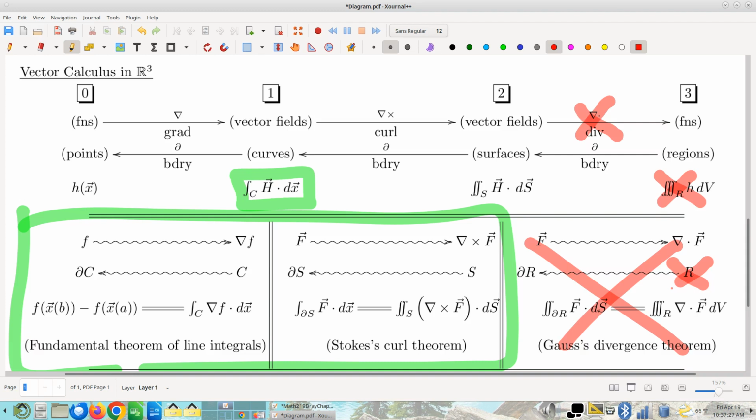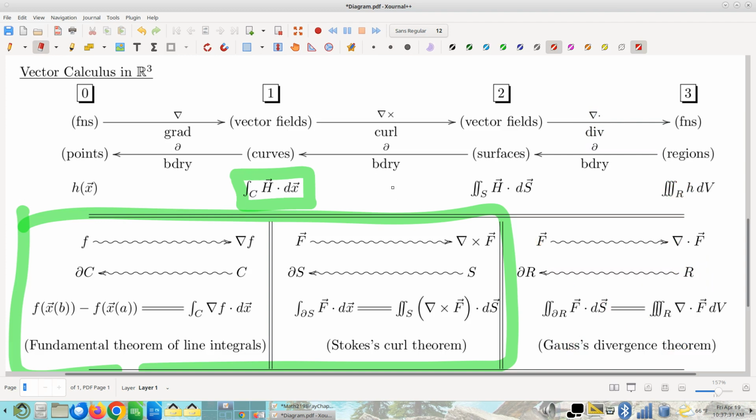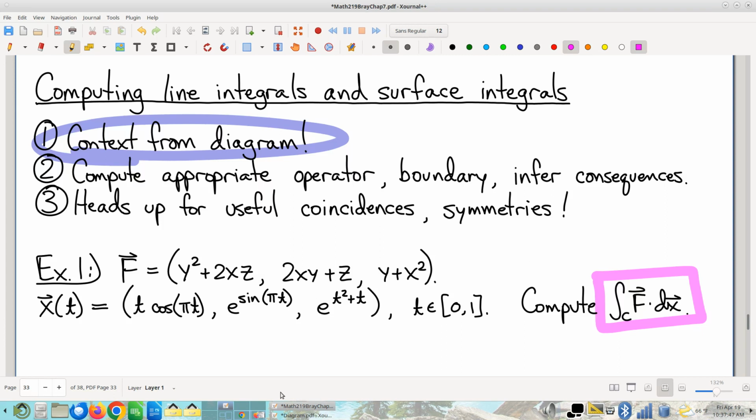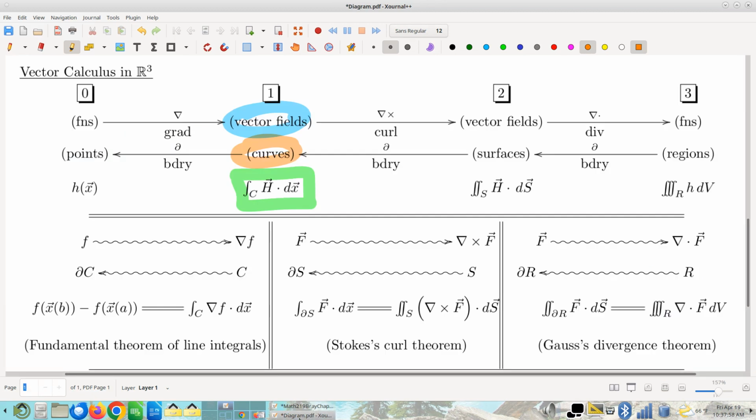Okay, now what else does the diagram tell us? The diagram does give us some more information. We're supposed to compute a line integral. That means we're given a vector field and we're given a curve. And notice back on the question, yeah, indeed, we were given a vector field and we were given a curve. Parametrized, whatever, we were given a curve. Okay, so what do we do?